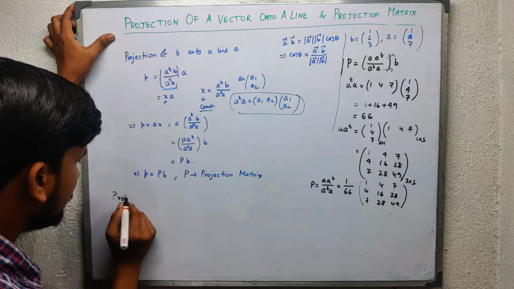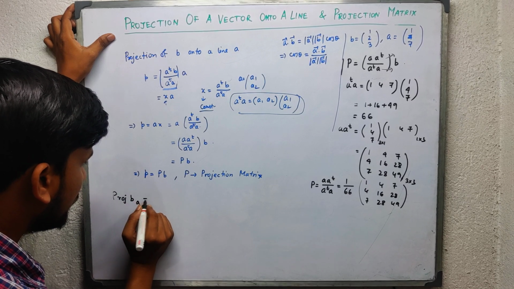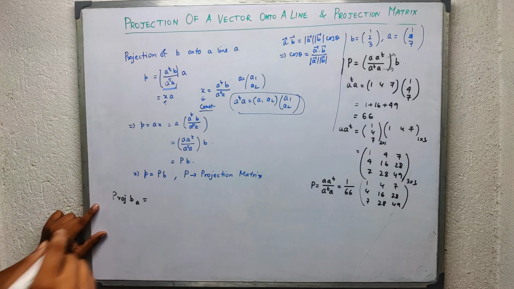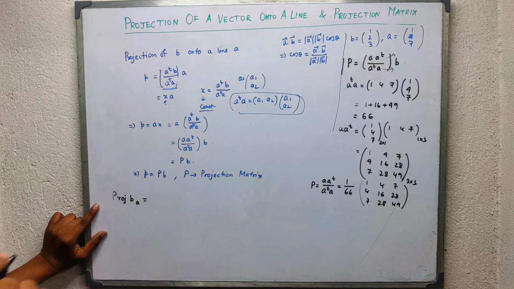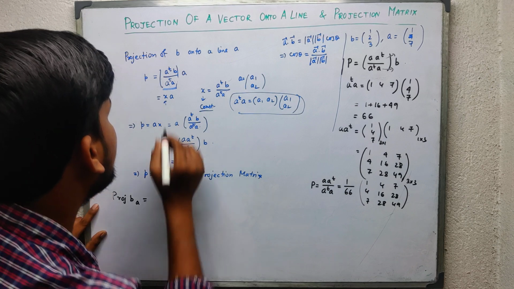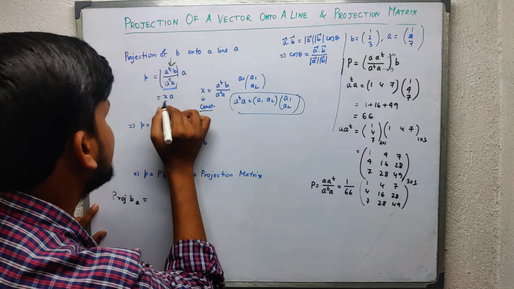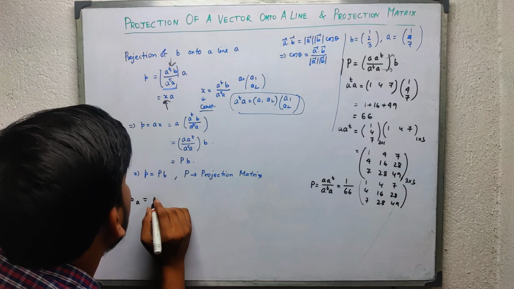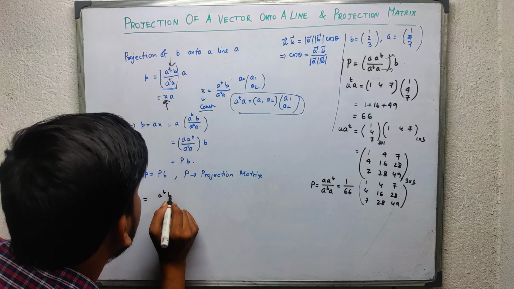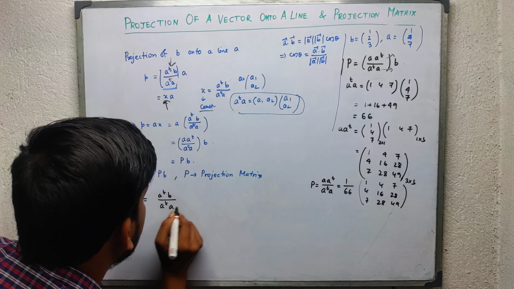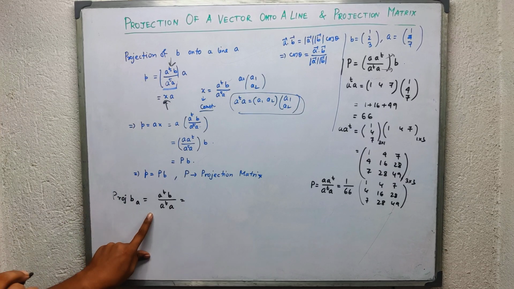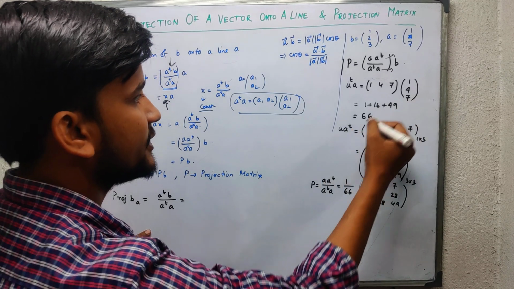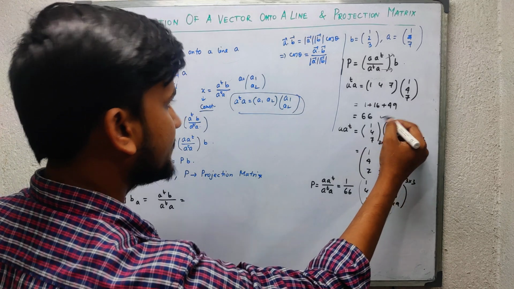So projection of B on or along A, this is equal to what? Projection of B along A, this is equal to A transpose B by A transpose A. This formula, this is the X is the case. Okay, so projection, this is the projection P equal to A transpose B by A transpose A. So this is equal to A transpose B means what? A transpose B means A transpose A, and A transpose A means here 66.